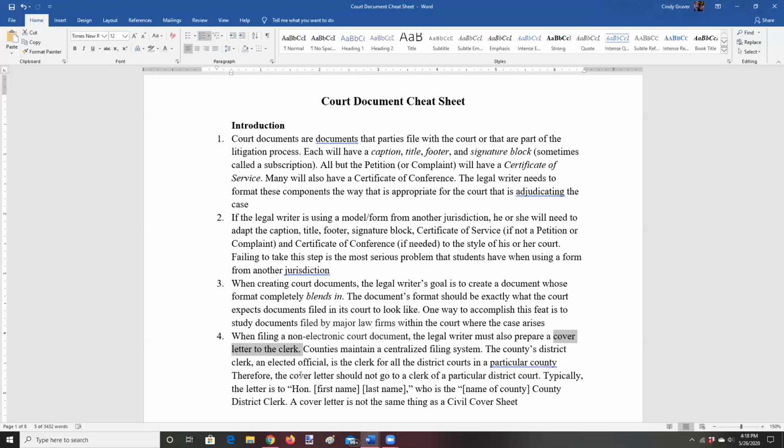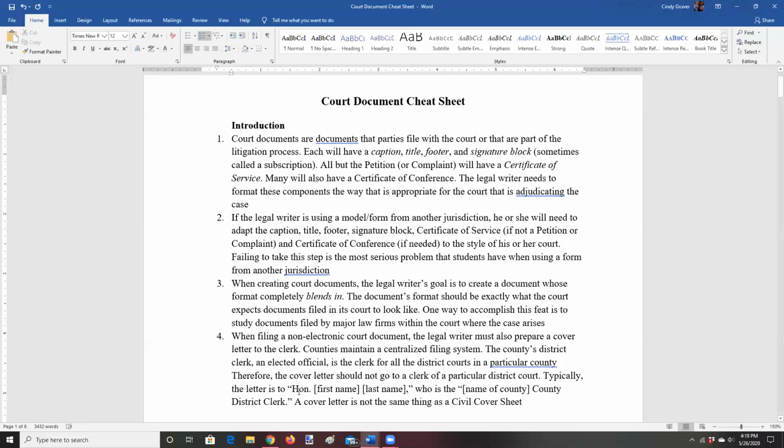So Collin County has a district clerk, and that district clerk is an elected official. Anyway, oftentimes she's a woman, and certainly can be a man. So, for example, her name is going to be the Honorable Stacy Kemp, for example, who is the Collin County District Clerk.